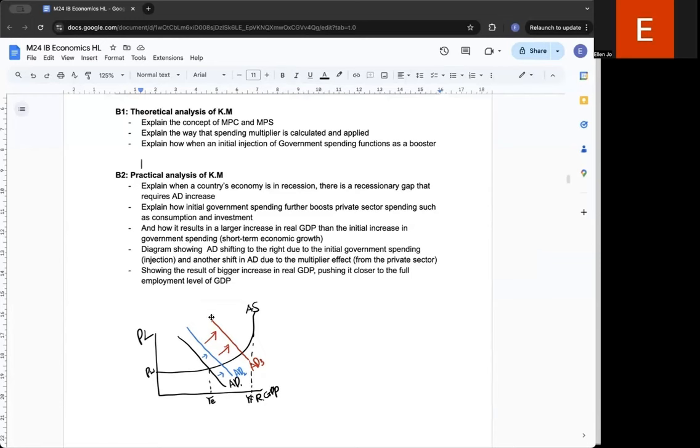So we can say that the diagram shows the result of a bigger increase in real GDP, pushing it closer to the full employment level of GDP.